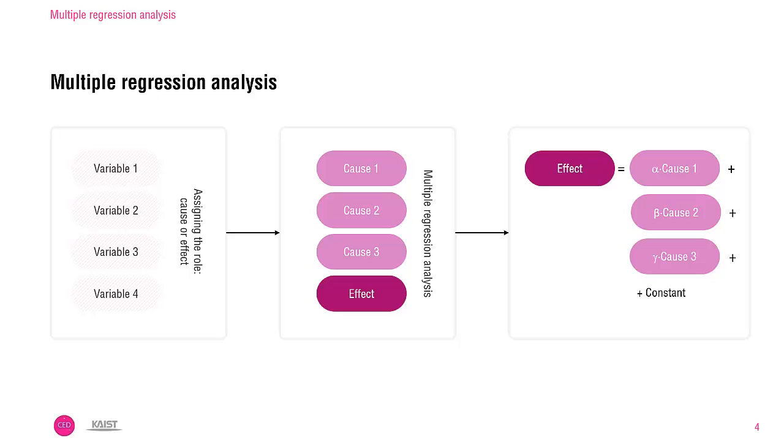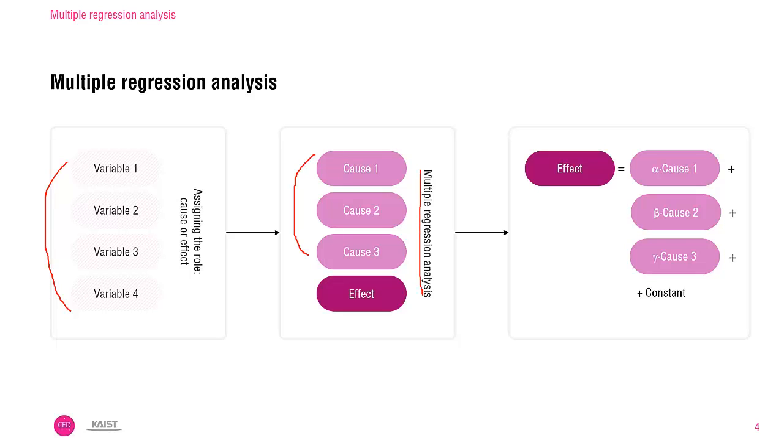Let's look into the procedure of a multiple regression analysis. Suppose you have several variables to measure. So here are 4 variables, and all of them are measured on a continuous scale. Then you assign cause or effect. Let's say you consider the first 3 variables as causes. Based on the assessments of these 4 variables, you can perform a multiple regression analysis.